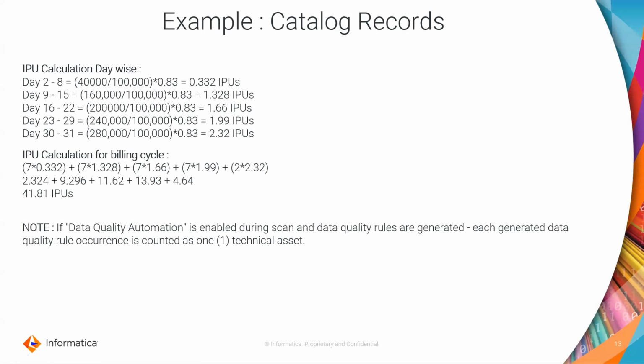One important point to be noted here is that if data quality automation is enabled during the scan and data quality rule occurrences are generated, then each occurrence will be considered as one catalog record.